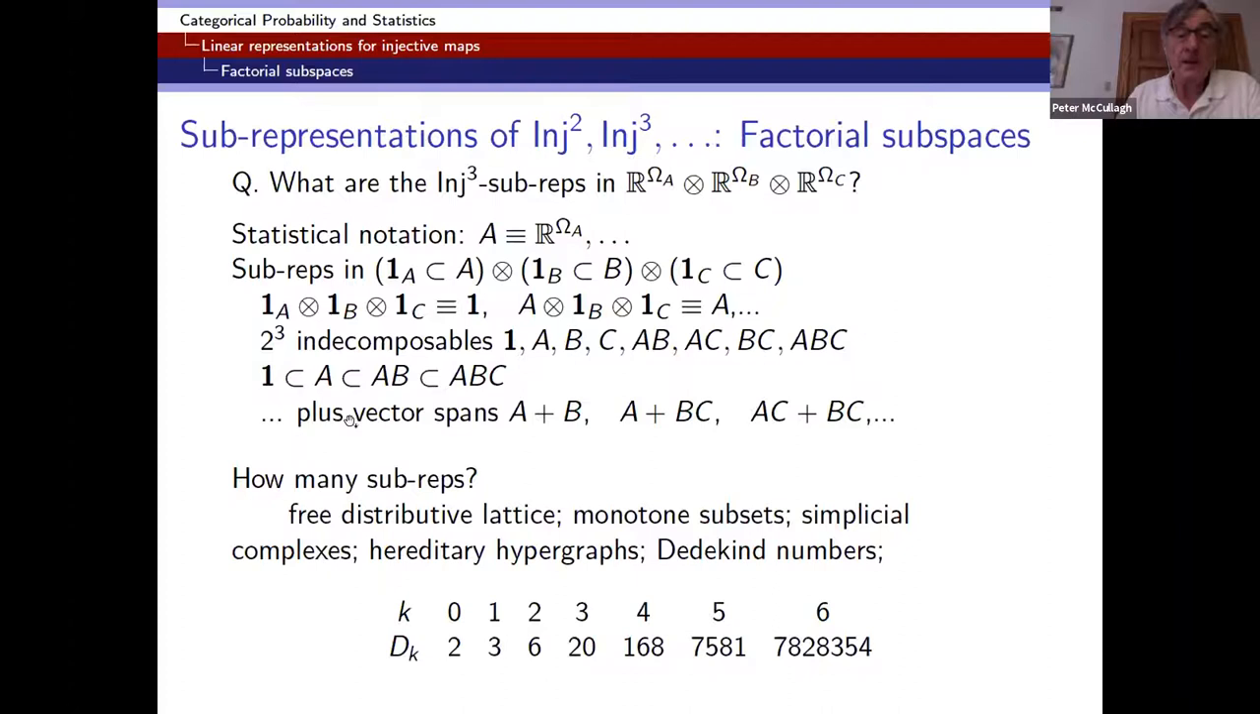So we have all of these eight spaces plus their vector spans, A plus B, A plus BC, and things of that sort. And so the structure of the splitting up is the same as the structure of the free distributive lattice generated by the generators A, B, and C. So this is an object that comes up everywhere in statistics. Once you've noticed it in one place, the same thing comes up in a large number of places under different names. But you can see that for three factors, which is fairly typical in statistical work, there are 20 of these subspaces. Now that includes the zero subspace, which would not usually be counted in statistics, but this is the full count, just the Dedekind numbers, and the numbers increase extremely rapidly.